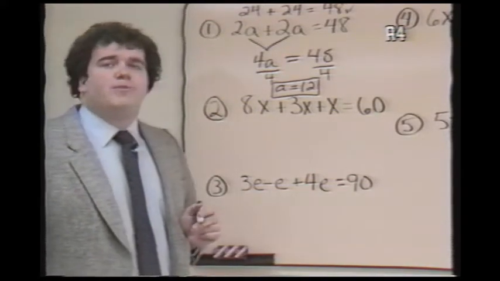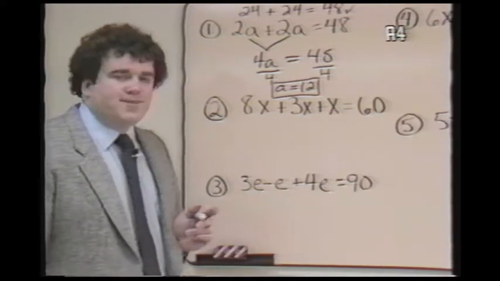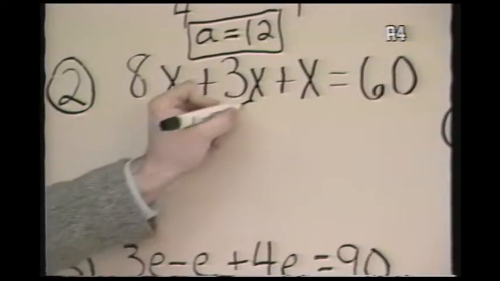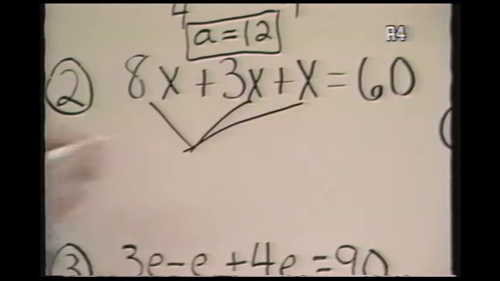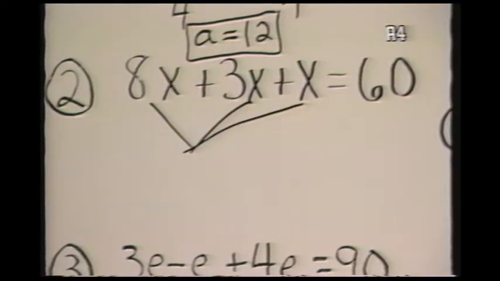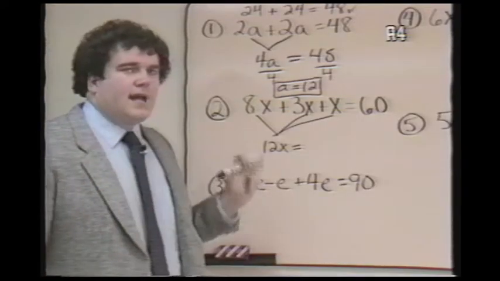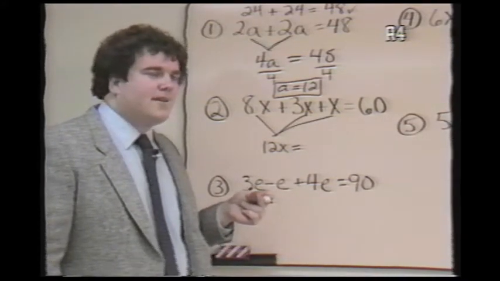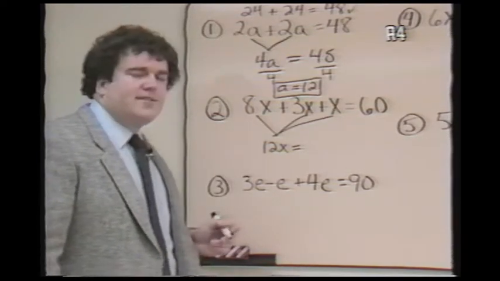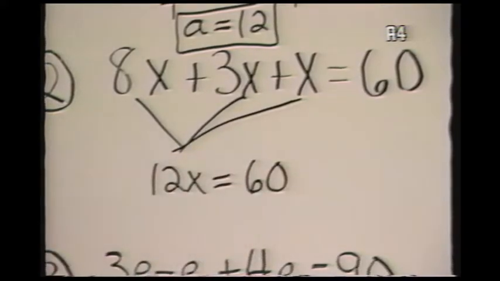Let's go to problem number 2 now. 8x plus 3x plus x equals 60. 8x and 3x is 11x. If you have 11x and you add on another x, what does that equal? That equals 12x. Remember, 11x plus x is the same as 11x plus 1x. So we get 12x on the left side of the equal sign, and we get 60 on the right side of the equal sign.